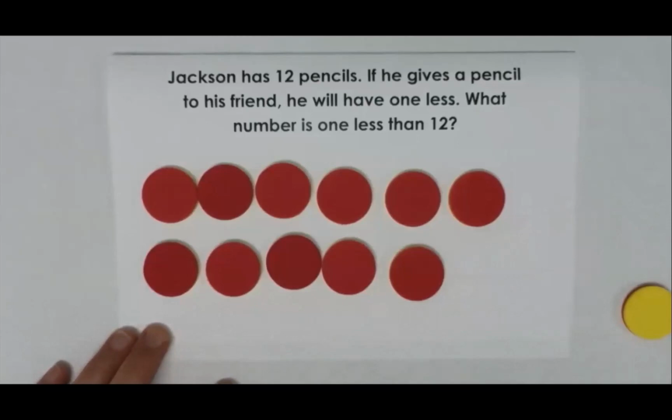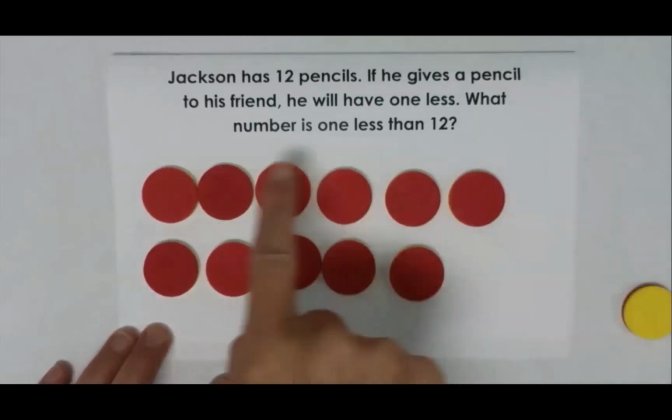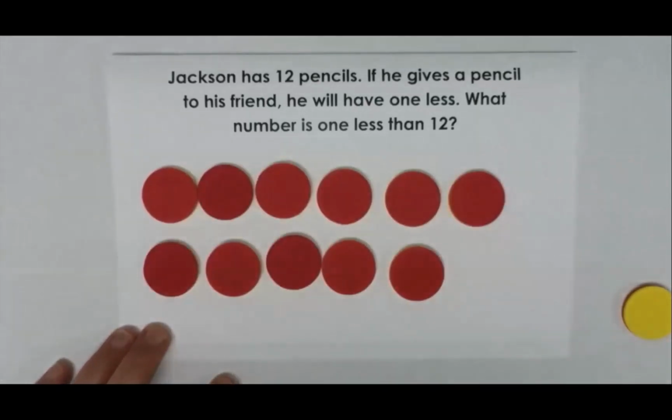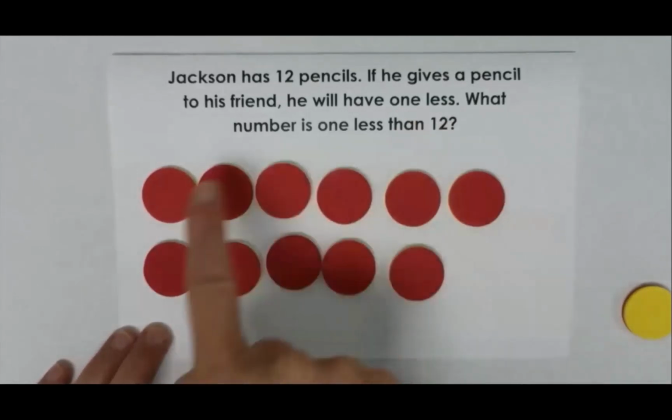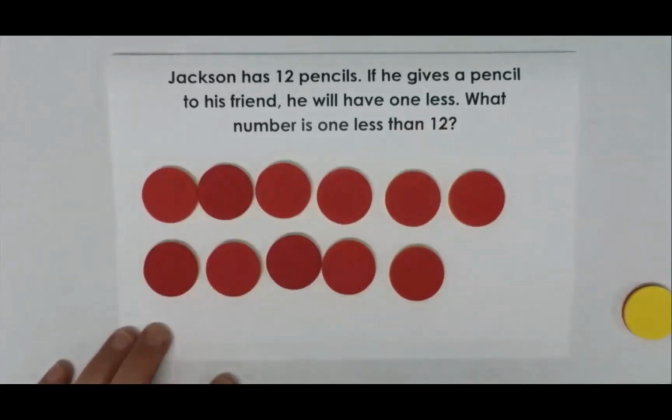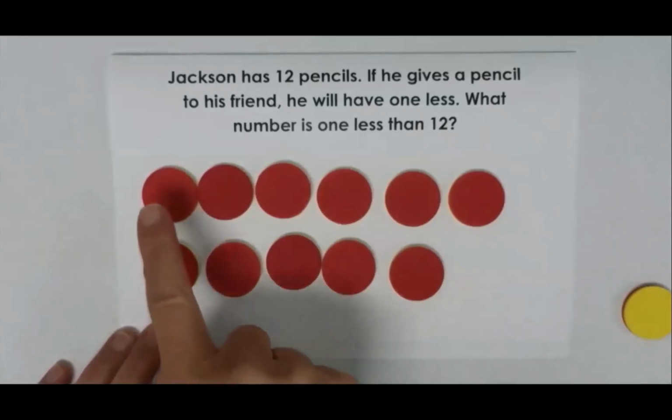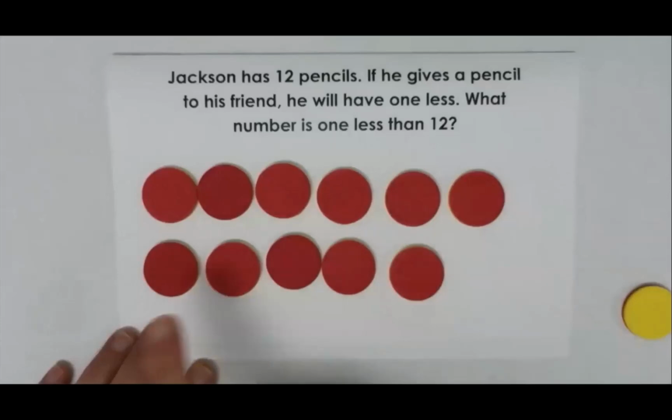So let me think about what number that is going to be. Well, there were 12. I know if I count backwards, my numbers are getting smaller and I want one less. So I need to go backwards one number. So if there were 12 and one is gone, what number is that? 11. I can recount 1, 2, 3, 4, 5, 6, 7, 8, 9, 10, 11 to see that there are 11.